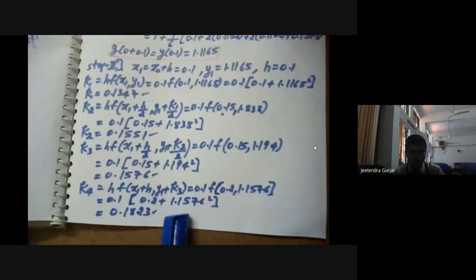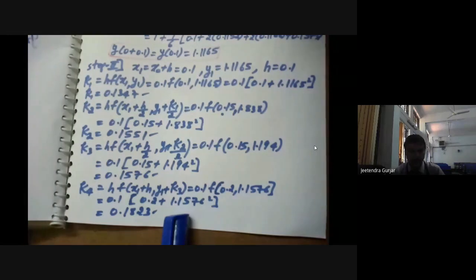Only the given values I'm going to write like this: x1 is equal to x0 plus h. You may think, what is this x1? x1 is x0 plus h. x0 is 0 and h is 0.1, so x1 will become 0.1. And y1 is the previous approximation, that is 1.1165. So by using these values, we calculate k1.